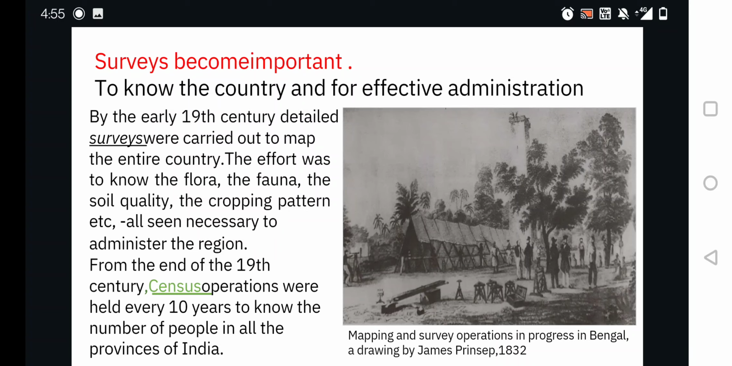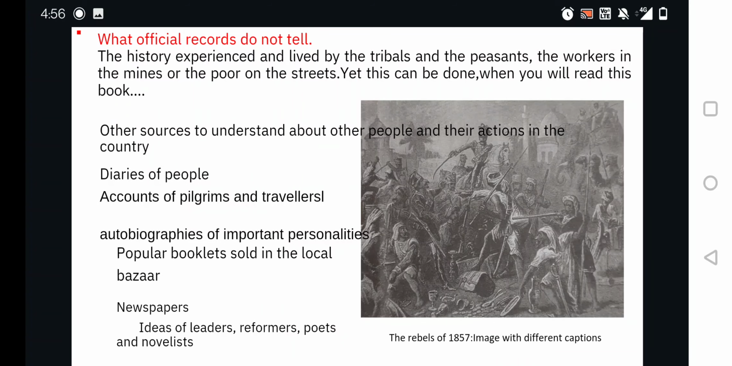So let's see. And there were drawings and paintings which were done at that time. It is one of the drawings made by James Prinsep. There were three James, I mean, there are three James in this chapter. Learn their names carefully. All were important. So in 1832, when the survey was going on in a village of Bengal, they made this painting, and this was to know the people of our country.